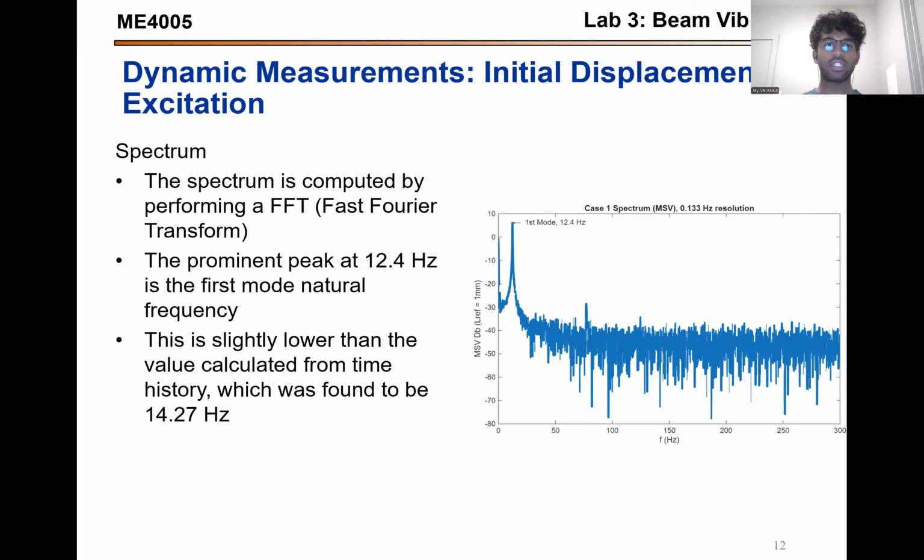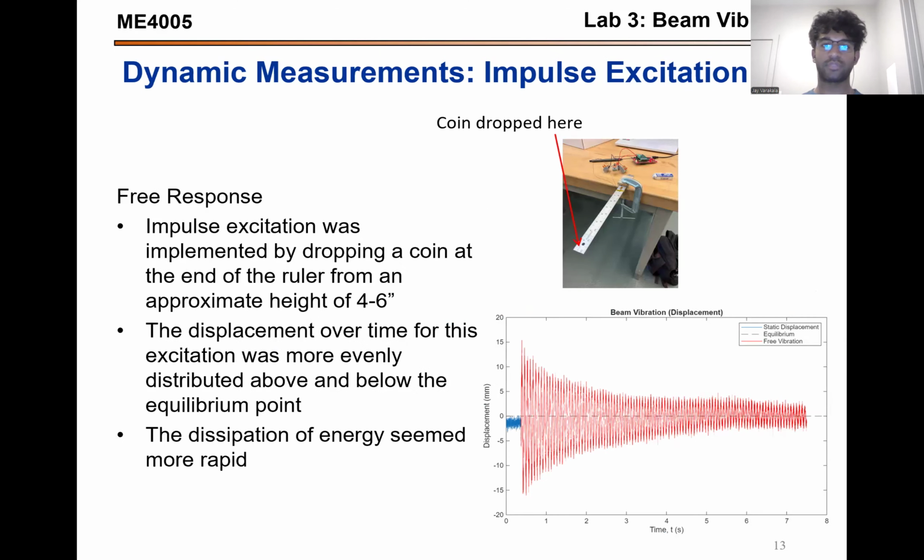Spectrum analysis on the data was computed by performing a fast Fourier transform, and it shows a prominent peak at the 12.4 hertz frequency, indicating that this is the first mode natural frequency. And it is slightly lower than the value calculated from the time history earlier, which was found to be about 14.27 hertz. Impulse excitation was done again by dropping a coin from an approximate height of about 4 to 6 inches.